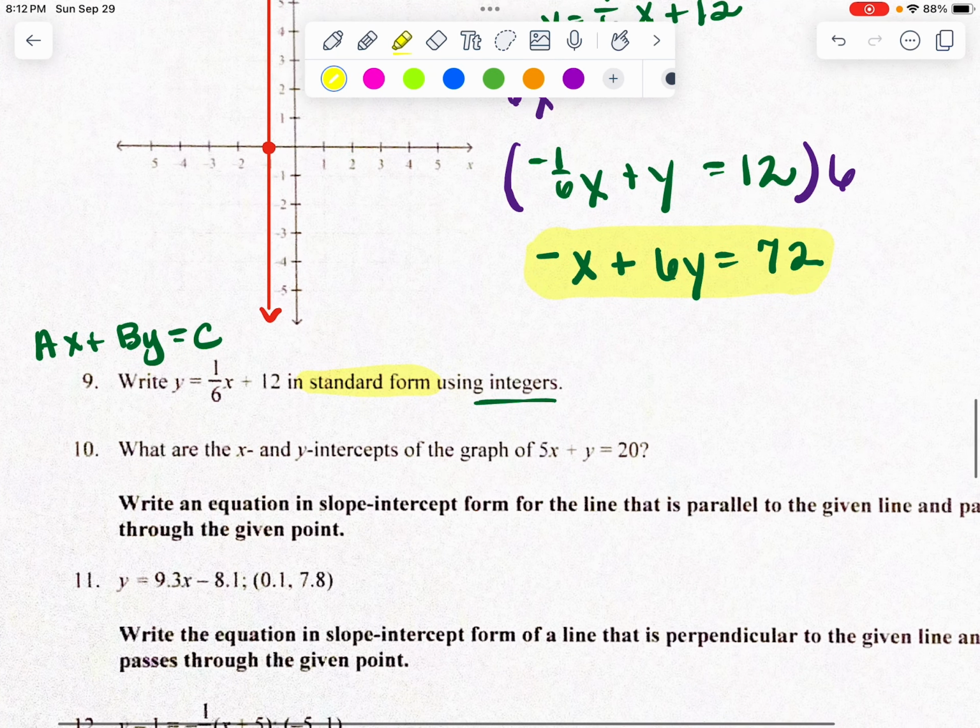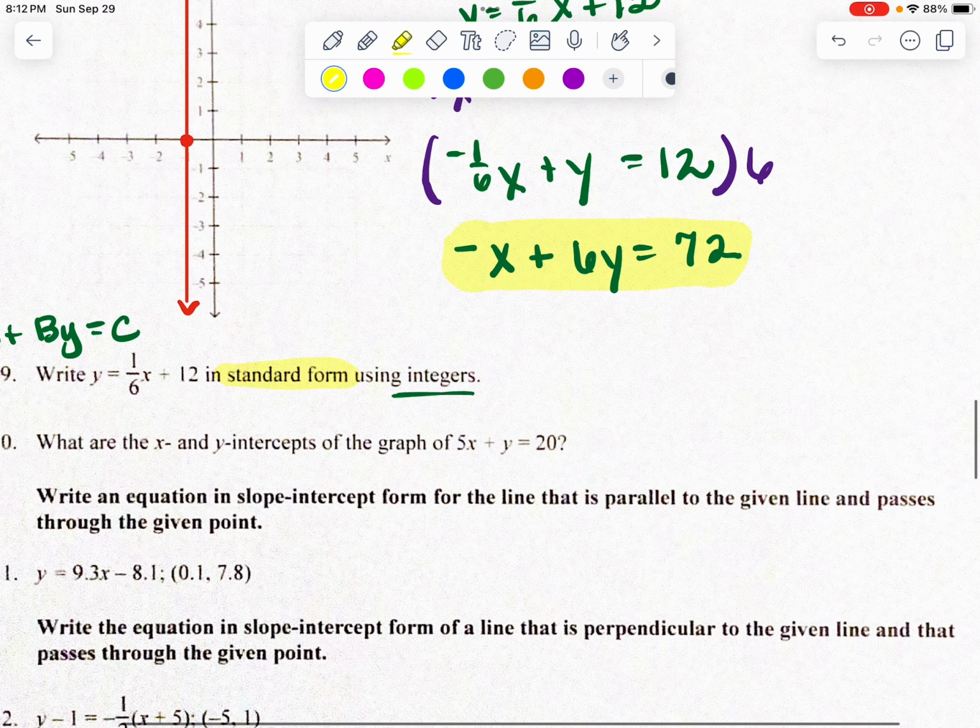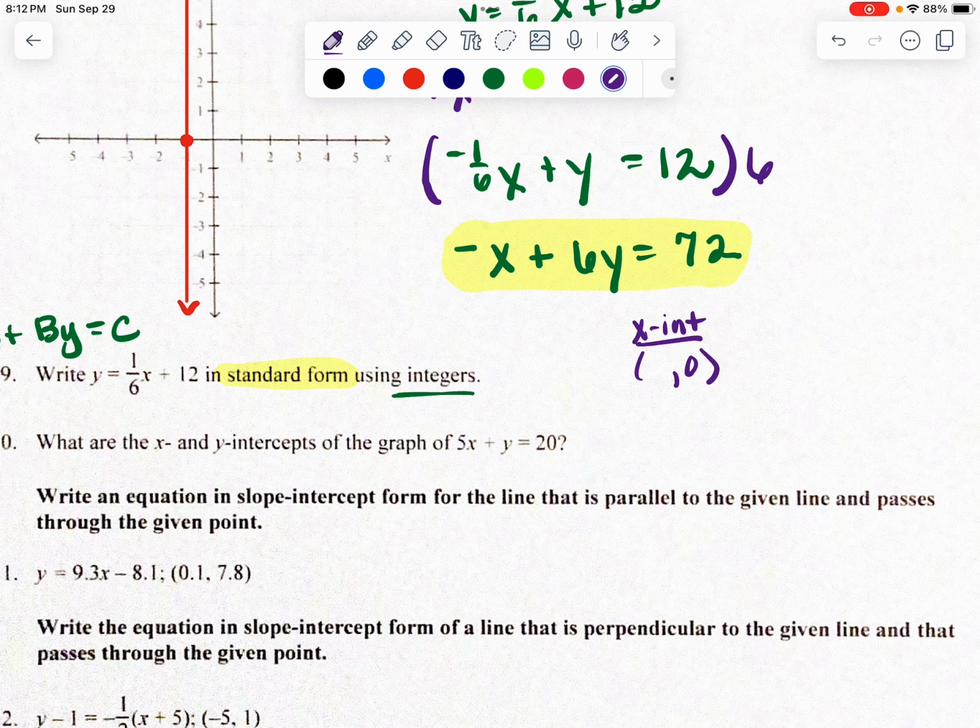So number 10, we're looking for the x and y intercepts here. We went over that in class. Some of you chose to graph that way when we were doing the activities earlier in the week. If I want to find the x-intercept, remember what we're going to do is let that y value equal 0. We know all x-intercepts have 0 as a y value. If I let my y value equal 0, this term is going to go away, and all I have left is 5x equals 20. 5x equals 20 is just 4, so my x-intercept is 4, 0.